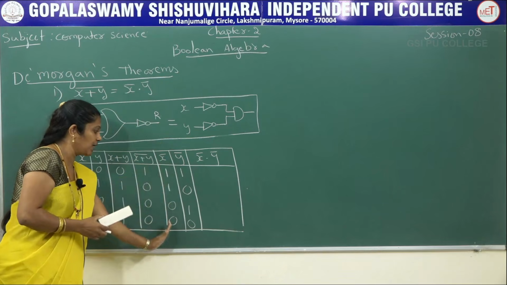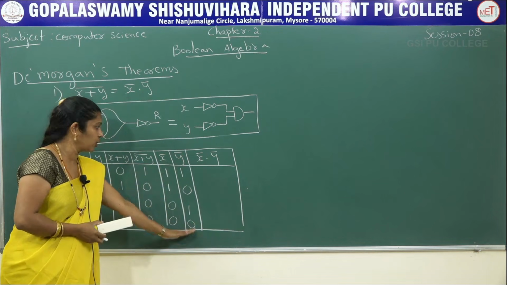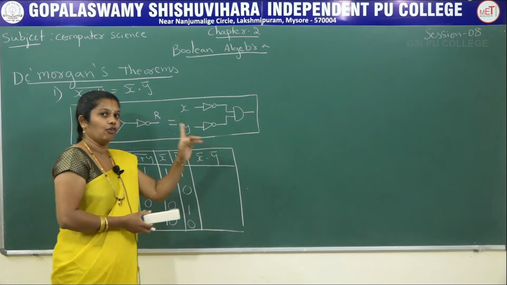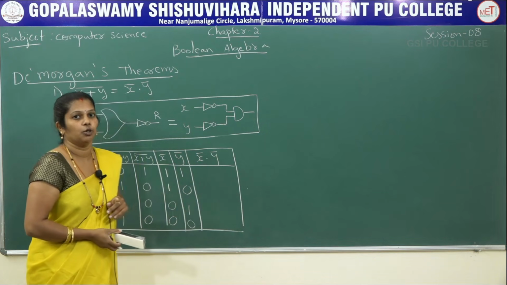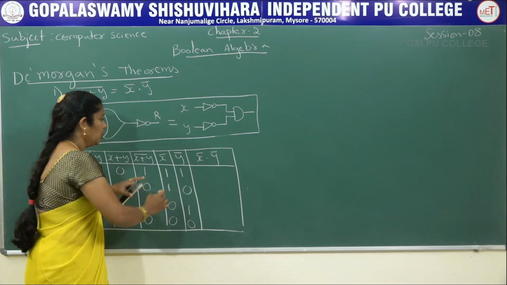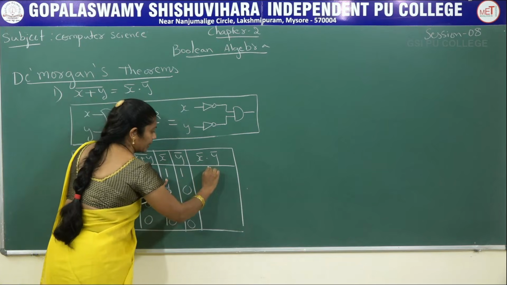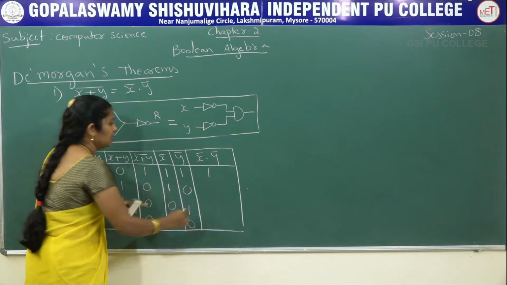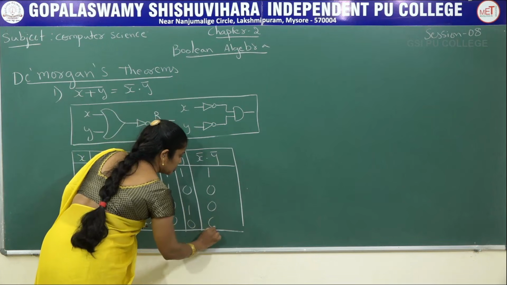Next find out x bar into y bar. You have to consider the x bar column as well as the y bar column. Here we have the dot operator. In the dot operator, only if all the inputs are 1, the output becomes 1. Otherwise it is 0. 1 into 1, here the output becomes 1. 1 into 0, one input is 0 here.